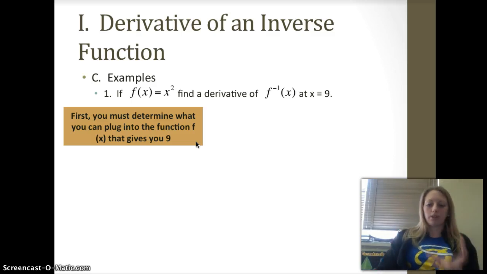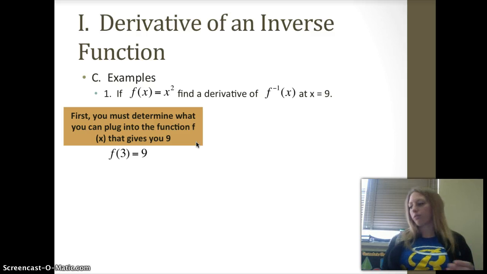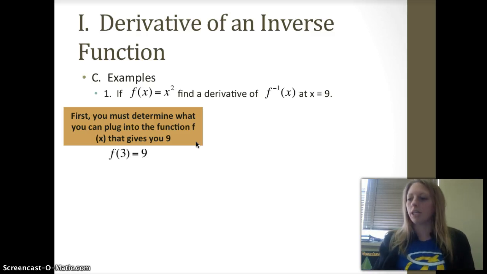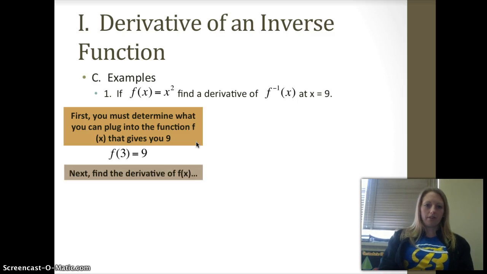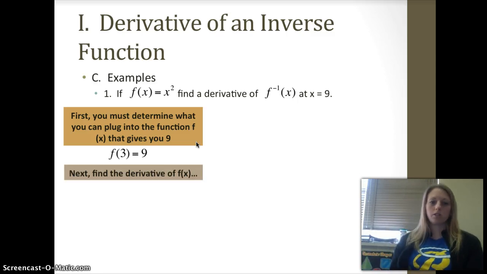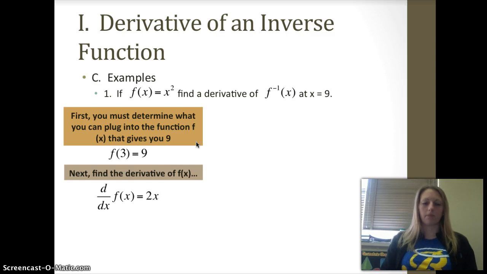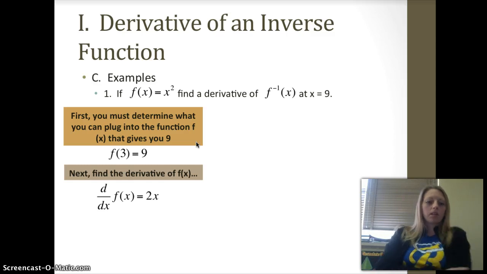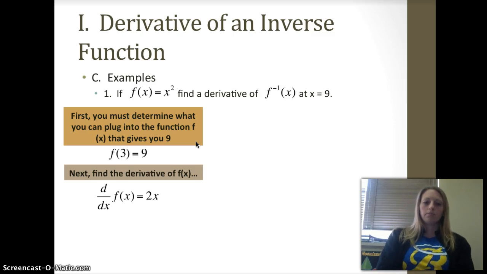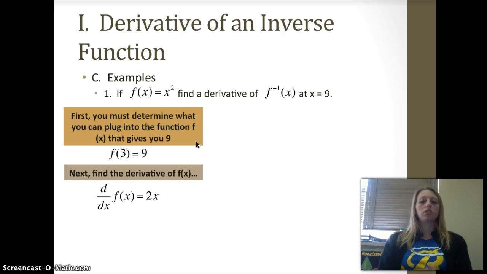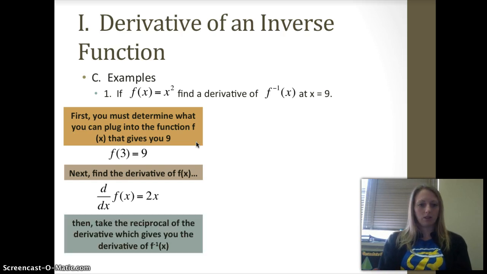So we all know that 3 squared gives you 9. So f of 3 would equal 9. Next, you need to take the derivative of your function. So the derivative of f of x equals x squared is f prime of x, or d/dx f of x, which is the same thing, equals 2x. So we just use the general power rule. Now from the last slide, if you recall, the derivative of an inverse function is just 1 over that. So that's all we're going to do.